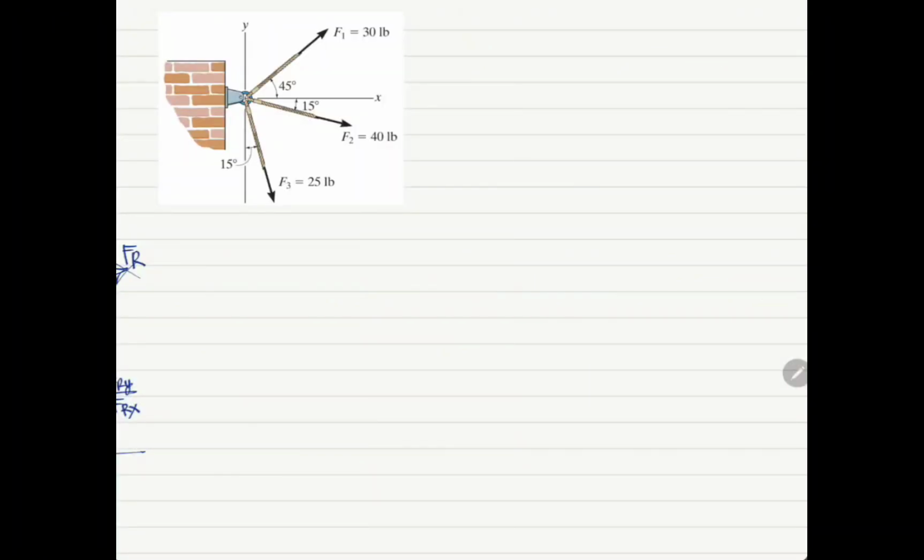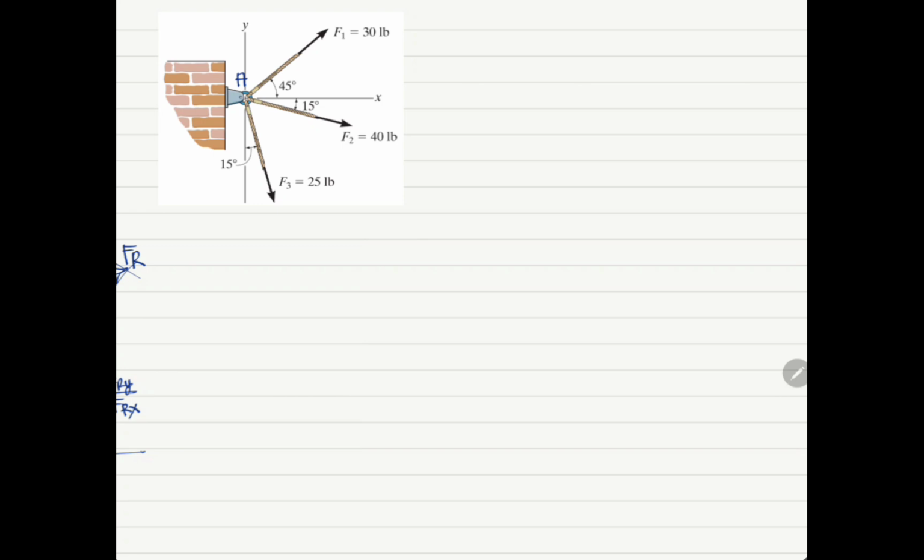This is the last example for solving for the reactions, using rectangular components. We have three forces, F1, F2, and F3 acting on a bolt, say bolt at A again, with corresponding values 30, 40, and 50 pounds each, and the angles are given. So what is the resultant force? We add F1, F2, and F3 to get the resultant force.